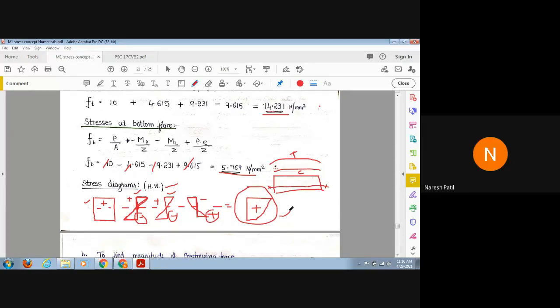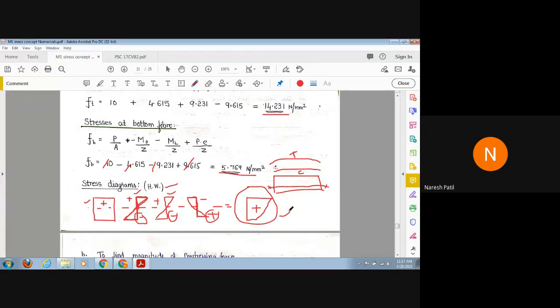Yes, sir. What does it indicate? The stress distribution diagram, final stress distribution diagram. Sir, the entire beam is under compression. Yes, very good, correct. The beam at center of this span, due to dead load and live load plus the pre-stressing force, the beam is under compression.